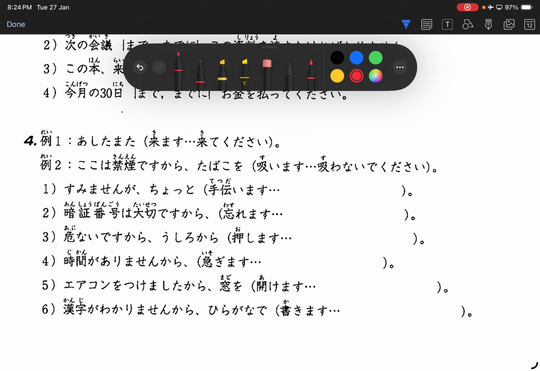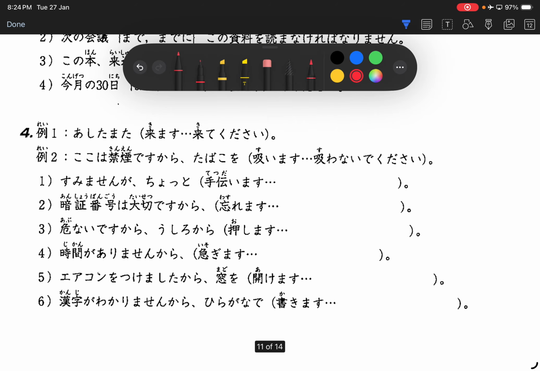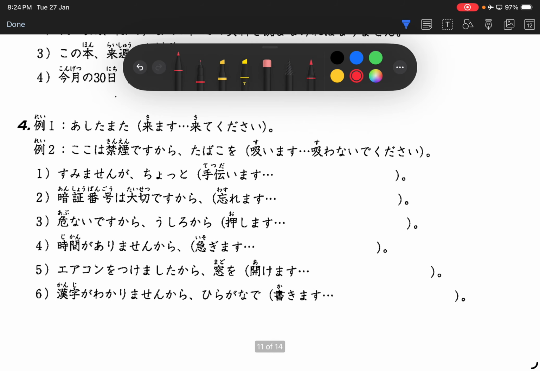Example number 2. ここは禁煙ですから煙草を吸わないでください. Because 禁煙 means no smoking, you of course have to say please do not smoke. Number 1. すみませんが、ちょっと手伝ってください。Okay, good. But since you all learned the ない form already, I want to suggest something very fun to say.